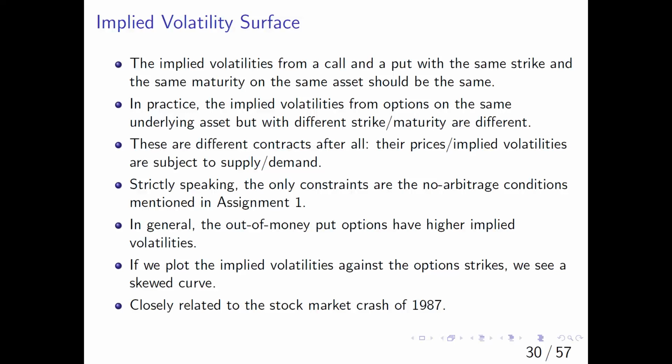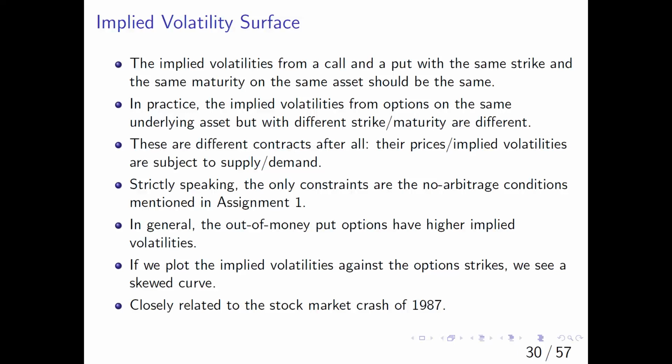You see here, this is a typical example of supply and demand changing the relative richness or cheapness of implied volatilities. Okay? So that's why the implied volatilities for different options with different strike and different maturity are different, even though they are on the same underlying asset.